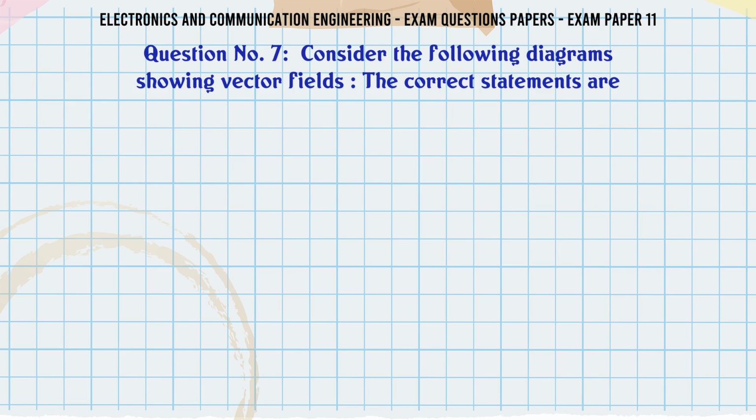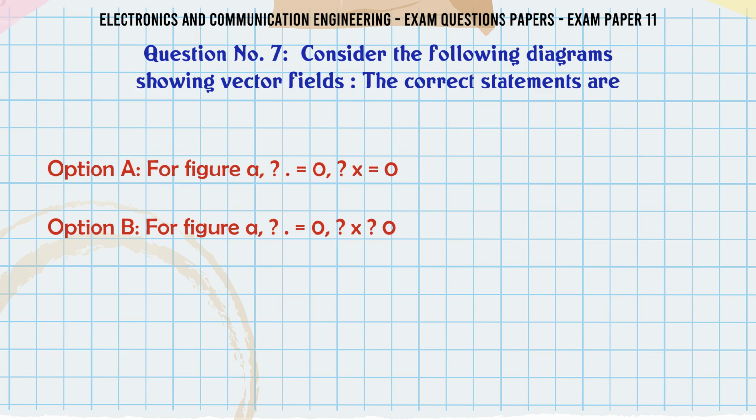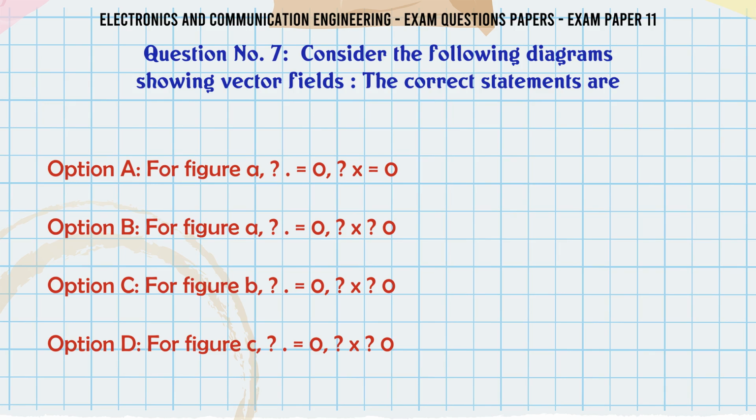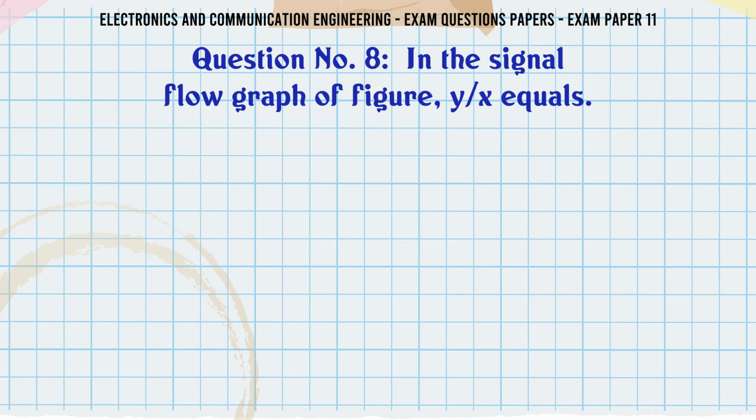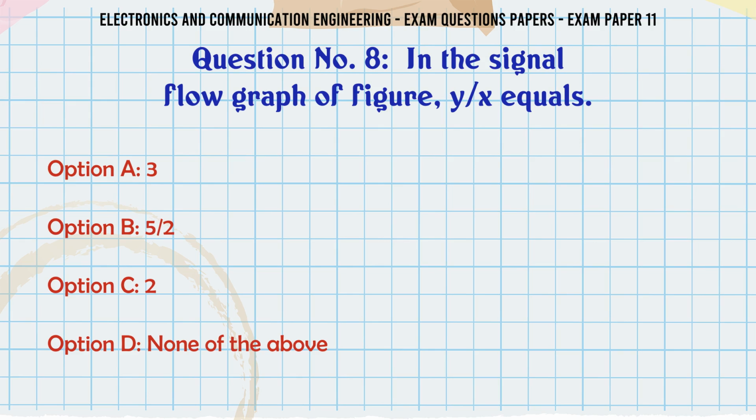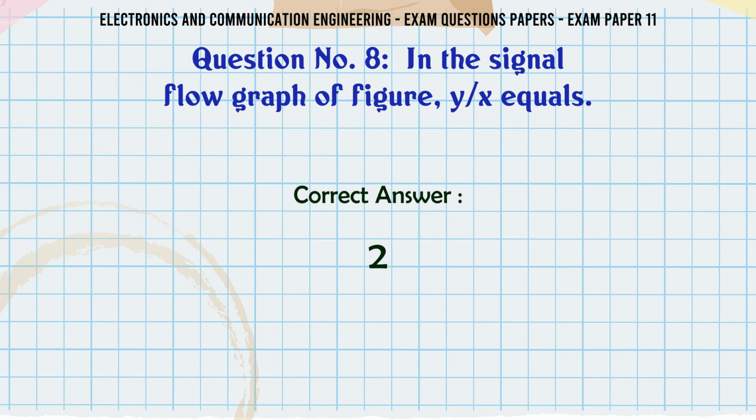Consider the following diagrams showing vector fields. The correct statements are: A for figure A, ∇x=0, B for figure A, ∇x=0, C for figure B, ∇x=0, D for figure C, ∇x=0. The correct answer is for figure A, ∇x=0. In the signal flow graph of the figure, Y/X equals A 3, B 5/2, C 2, D none of the above. The correct answer is 2.